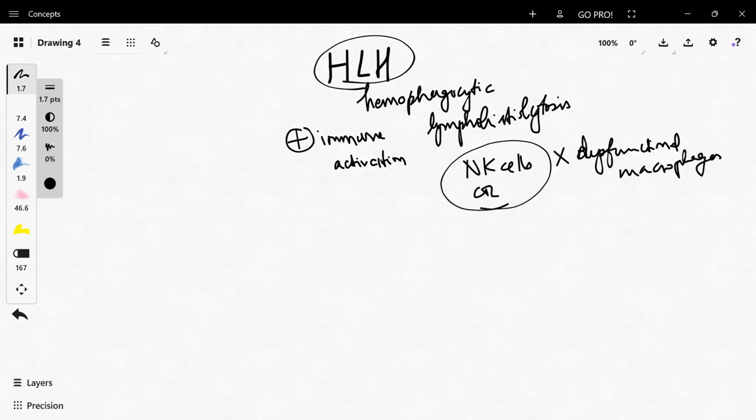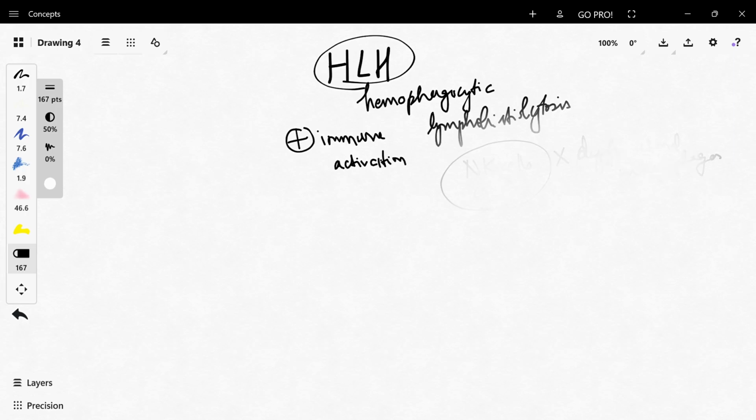So we're gonna start with the pathophysiology, because everything sort of lies downstream to the cytokine storm that we see, which is also seen in macrophage activation syndromes.